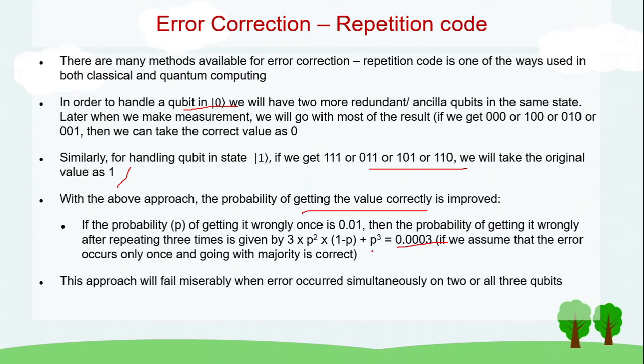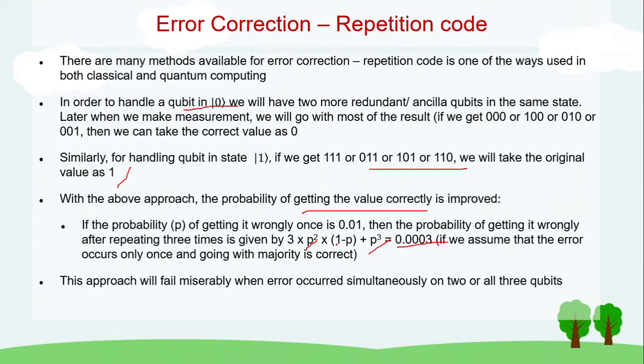This is a simple equation. If all the 3 qubits are bad, that is given by p to the power of 3. If 2 qubits have gone bad, it is given by p square. At that time, 1 qubit is correct, so that's why we have written 1 minus p. And that can happen in 3 possible ways. If you take the 0 case, it will be 110 or 101 or 011. That's how this equation has been derived.